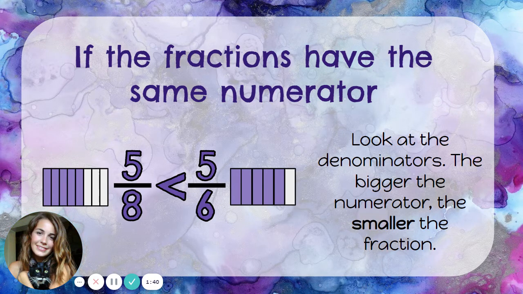This time, if we think about them like cake, one of my cakes is cut into 8 slices, and the other cake is only cut into 6 slices. That means each of the 6 slices is bigger. I have 5 pieces of a cake cut into eighths, or 5 smaller pieces, compared to 5 pieces of a cake cut into sixths, 5 bigger pieces of cake. 5/6 is greater than 5/8 because sixths are bigger than eighths.